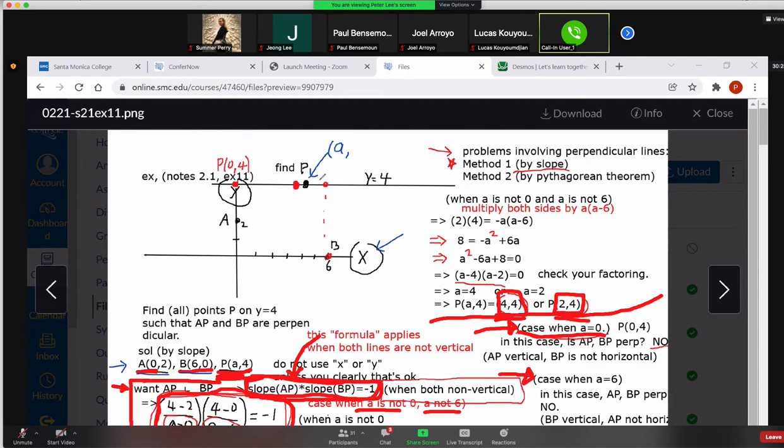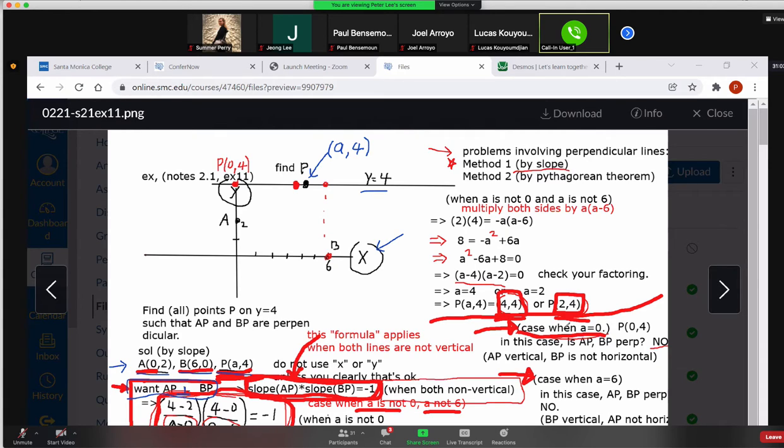Okay, so anyway, we will call this point P (A, 4), and the y coordinate must be 4, because the condition is that this point is on the line y equals 4. And now, what do we do? Well, we want AP and BP to be perpendicular, because of this red mark right here. It's kind of messy, we cannot see it here, but anyway, this is perpendicular. AP and BP must be perpendicular.